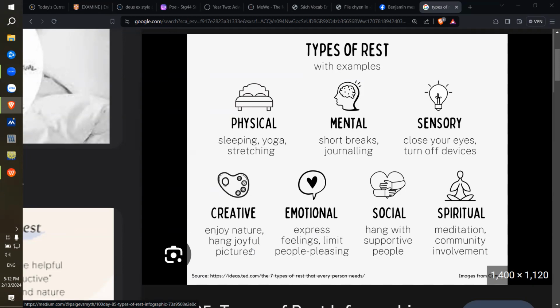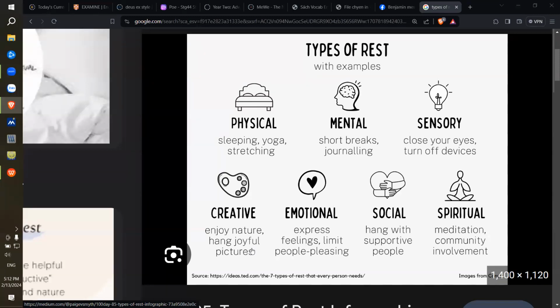Social rest also. Sometimes when you go out and you talk to people, a lot of the time you feel drained out. Cảm thấy như muốn kiệt sức luôn á. Well, that's when you need social rest. You need to stay with the people who support you, not just with random people, you know. Ở với những người nào mà người ta ủng hộ mình á, bạn mình á, chứ đừng chỉ đi xã giao này nọ. That's when you get a social rest.